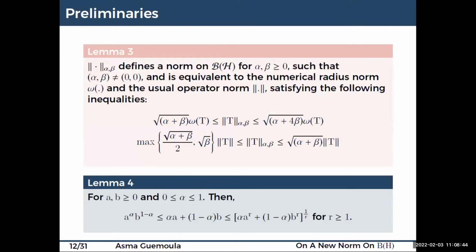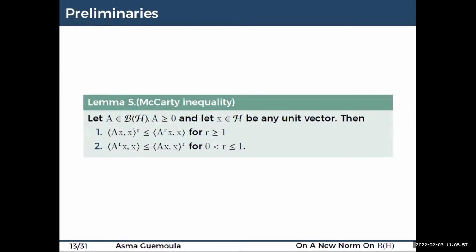Lemma 4. For A and B positive and alpha between 0 and 1, we get this inequality for r greater than or equal to 1. Lemma 5. Let A in B(H) be positive and let x in H be a unit vector, then we get inequality 1 for r greater than or equal to 1, and we get inequality 2 for r between 0 and 1.